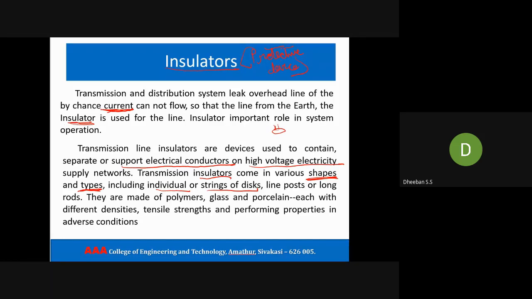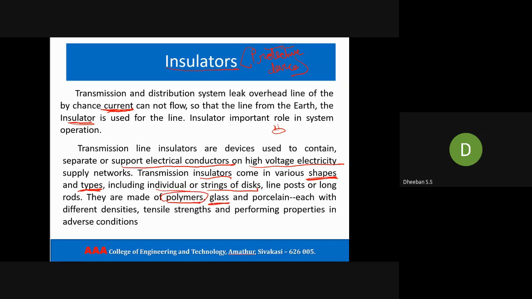But you have to know what these insulators are made of. That is a very important concept you have to know. The insulators are made up of polymers. Polymers are nothing but chemical compounds with carbon in them, but the structure will be somewhat complicated. In chemistry, you might have studied about polymers.